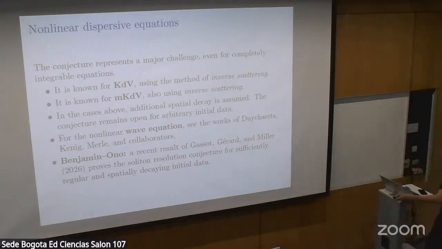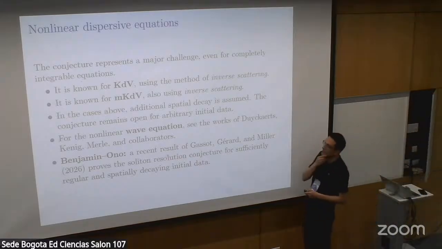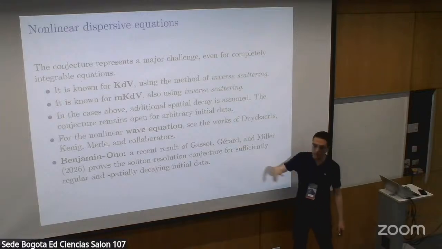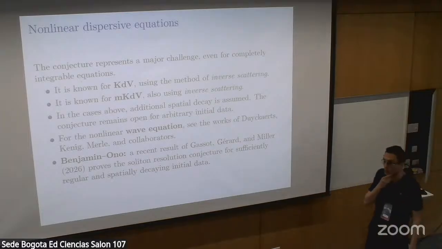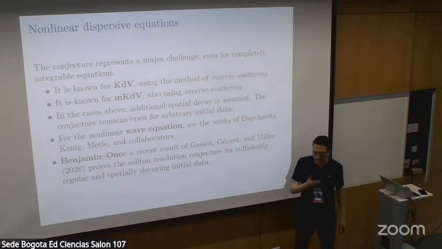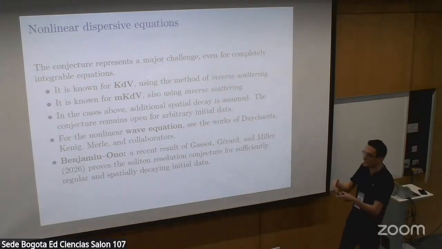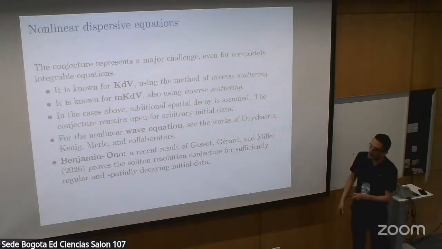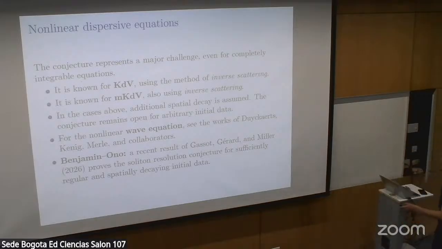And very, very recently, the paper is still on arXiv. There is this group, Patrick Gérard, Gassot, and Miller, who together in 2026, in a preprint on arXiv, proved the soliton resolution conjecture for the Benjamin-Ono equation, but for some initial data. Actually, the initial data has to be in a Schwartz class or have super nice decay. So this is still an open problem for arbitrary data. And it was a big, big thing, and it appeared this year. It's really nice.